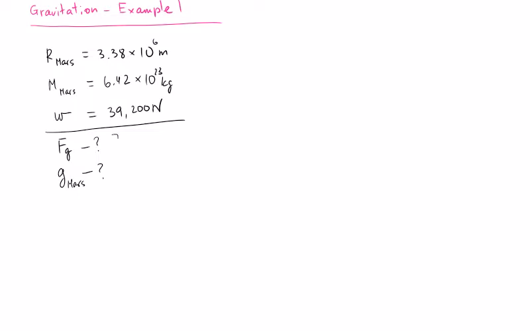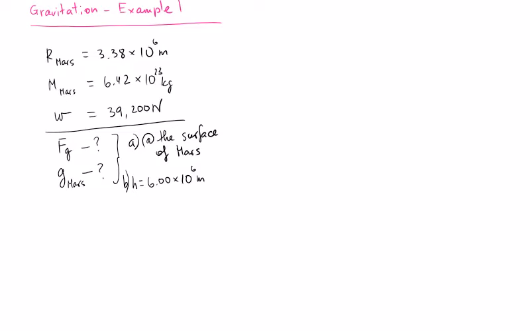So, A, at the surface of Mars, and B, we want to have a certain height, like 6 times 10 to the 6 meters above the surface of Mars. I'm going to call it H. H equals 6 times 10 to the 6 meters above the surface of Mars.